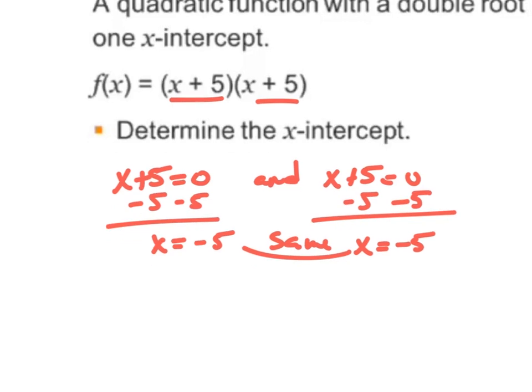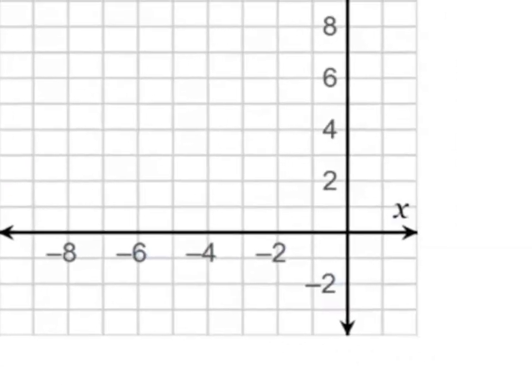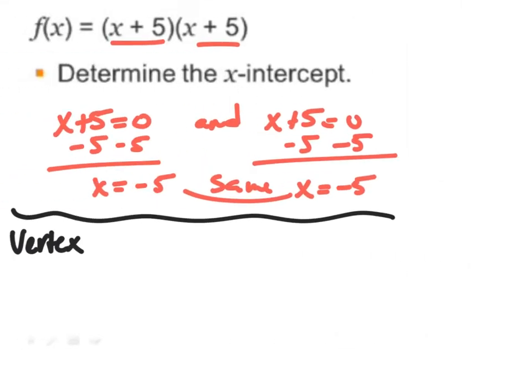Well, let's go ahead and look at our vertex. Let's see what we get with the vertex. Let's go over here real quick and graph that point at negative 5. So here's negative 5. Plot that point. We only have one of them, so that's kind of weird.